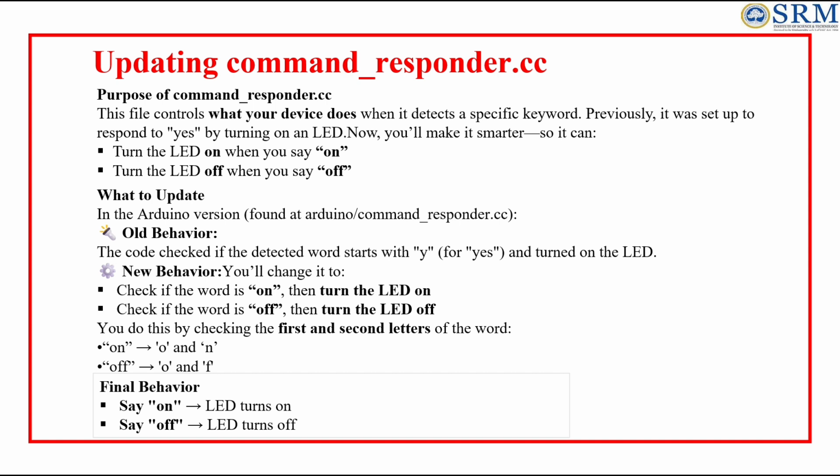What to update? In this Arduino version, found in the Arduino command responder. The old behavior: the code checks if the detected word starts with yes and turns on the LED. Now the new behavior: you will change it to check if the word is on, then turn the LED on. If the word is off, the LED will be turned off. You do this by checking the first and second letter of the word. On means O and N. Off means it will begin with O and F.